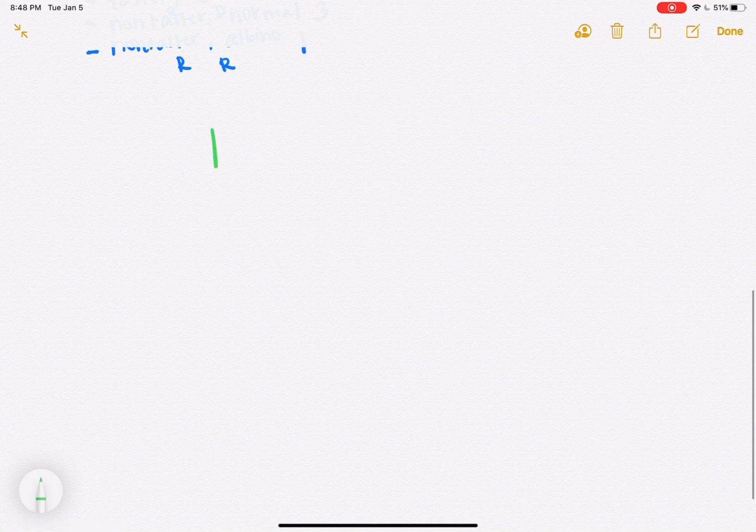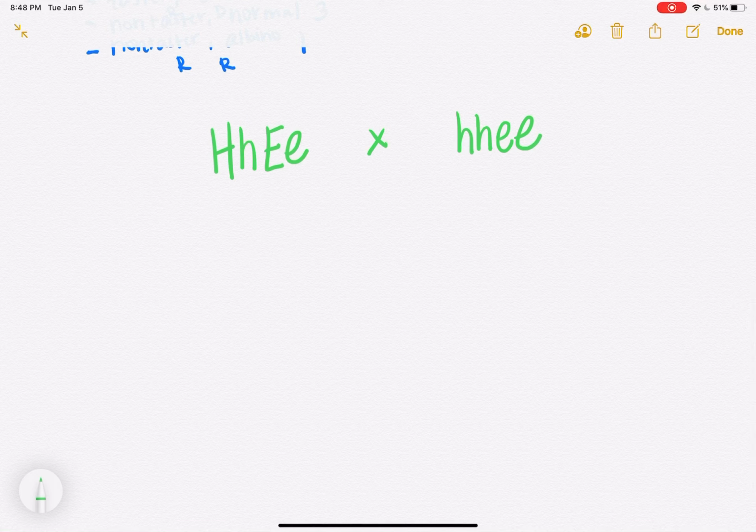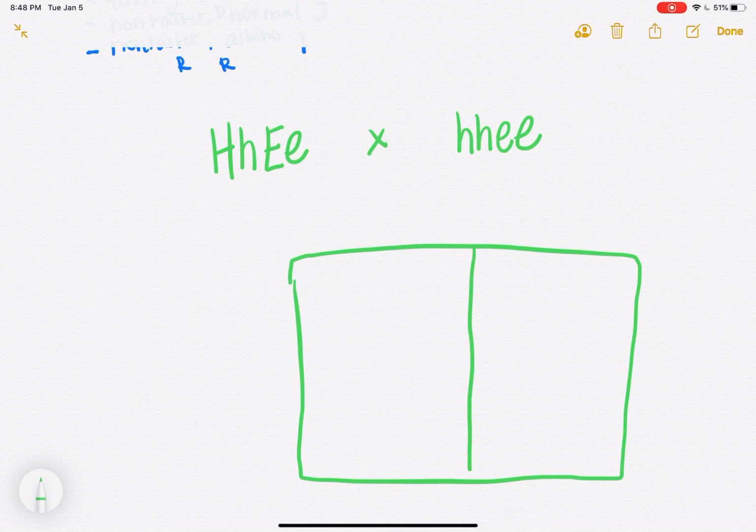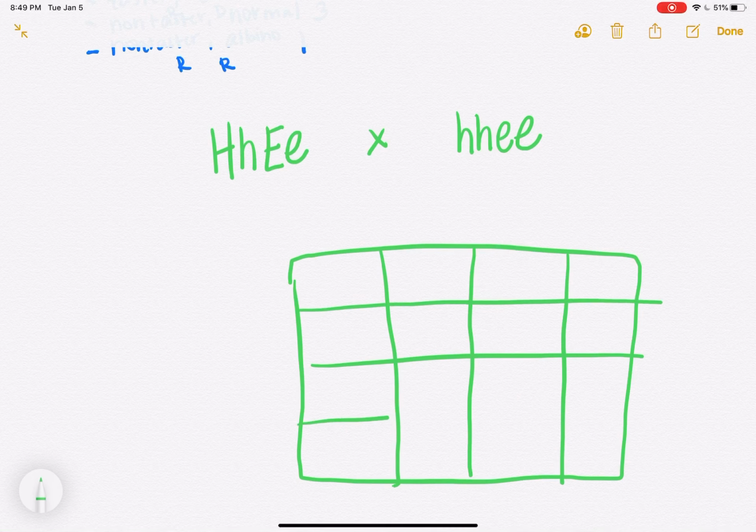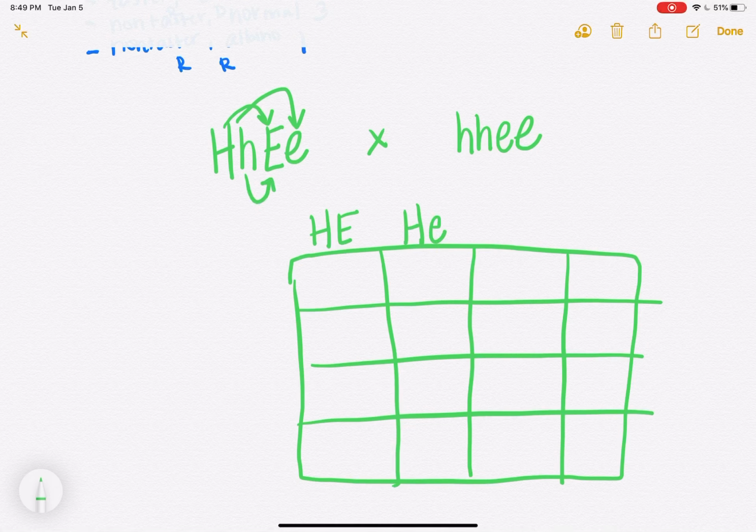So, he's big H, big E, little E. And she is h, little e. And it doesn't matter if you transpose those letters and write the e's first. That doesn't matter at all. Okay? So, what we're going to do first is we are going to FOIL. After I draw this big square. So, it's going to be big H, big E. Big H, little e. Little h, big e. Little h, little e. For that parent, okay?